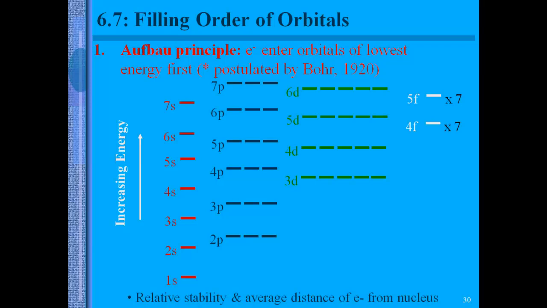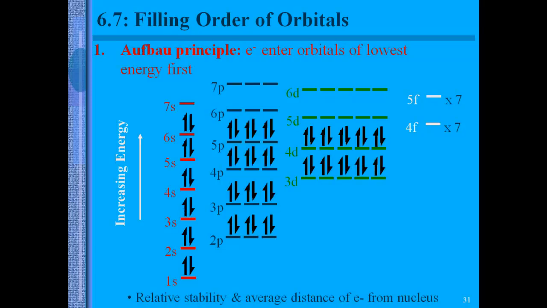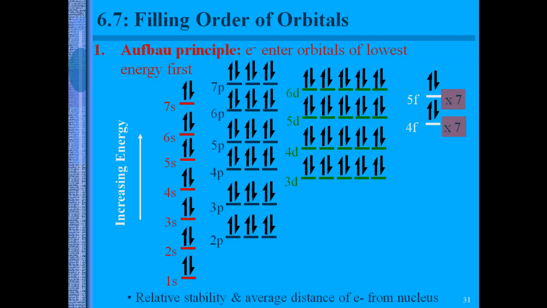You'll notice that the lines here represent the number of orientations per shape. So all of the s's have 1, all of the p's have 3, all of the d's have 5, and all of the f's will have 7. So when filling this, we're going to fill the 1s first with 2 electrons, then we'll move to the 2s, then to the 2p, filling each orientation with 1 electron first, and then going back and filling the orientations with pairs. And this continues all the way through until all of the orbitals are filled.